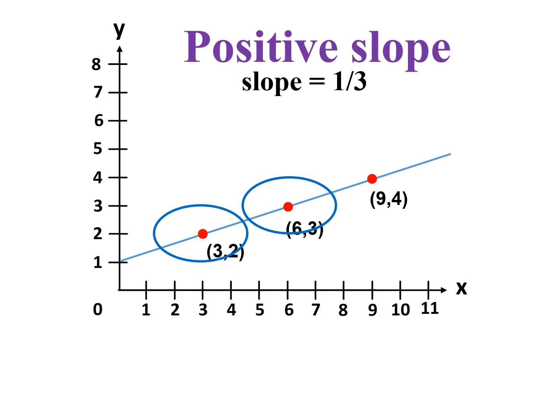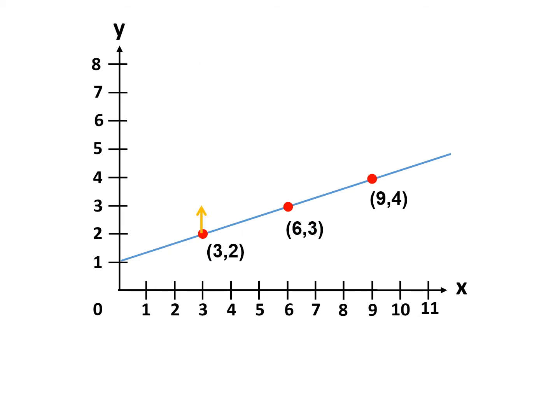Here's one of the lines we've seen before. I've circled 2 points, 3, 2 and 6, 3. We're going to focus on the rise and the run between these 2 points. Imagine an ant starts at the point on the left, 3, 2, and then walks up the line to the right until he reaches the other point, 6, 3. As the ant walks from one point to another, he goes up this much. This is what we call the rise.